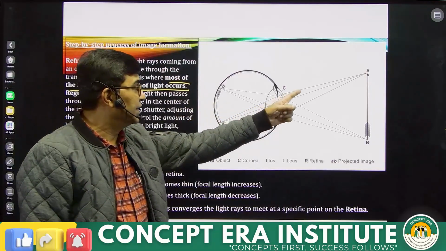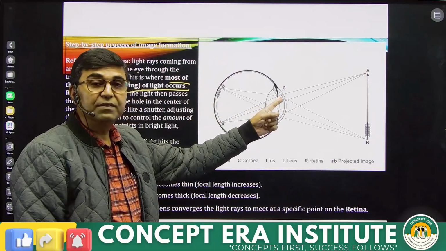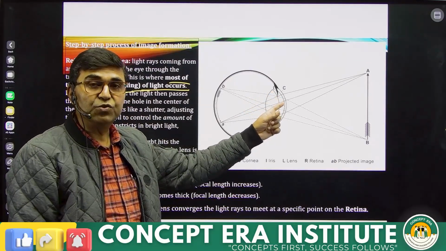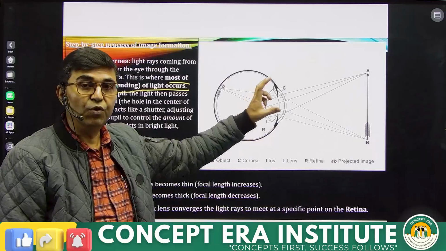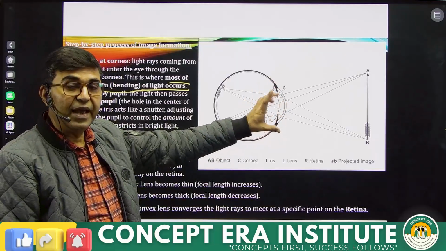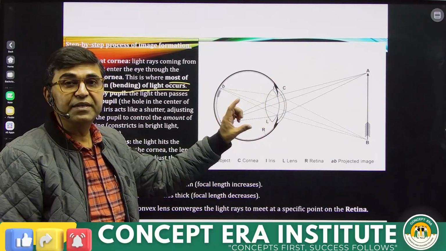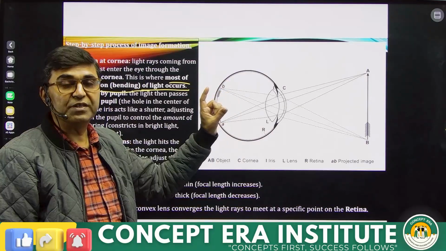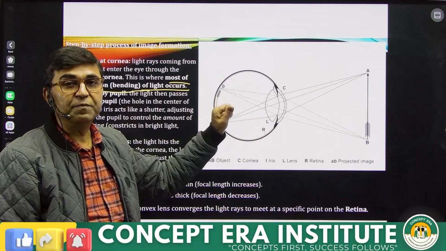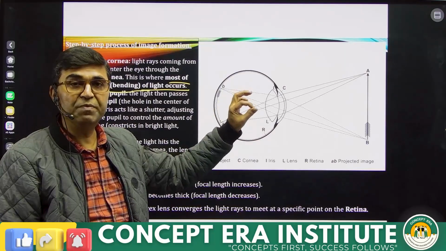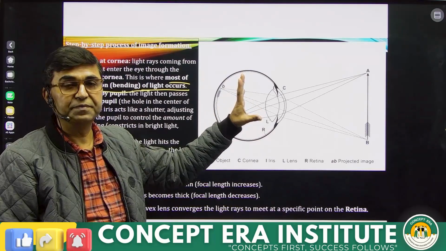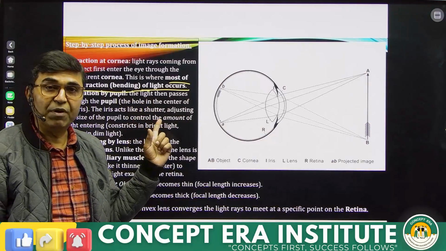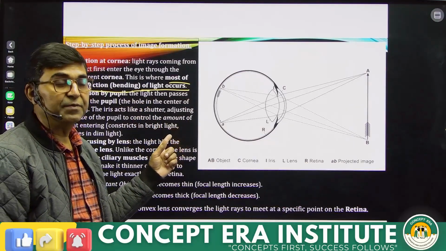When the light enters the cornea and travels towards the lens, it passes through the pupil. That is the hole in the iris, and for bright light, the aperture of the pupil constricts. That means the pupil becomes small, and for dim light, the pupil becomes bigger. So, the pupil regulates the amount of light that is entering the eye.